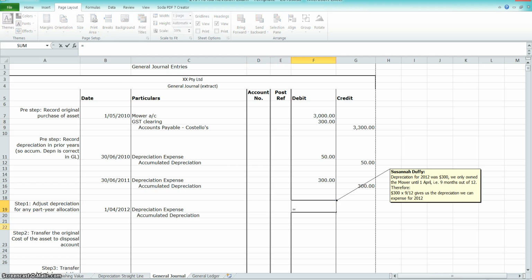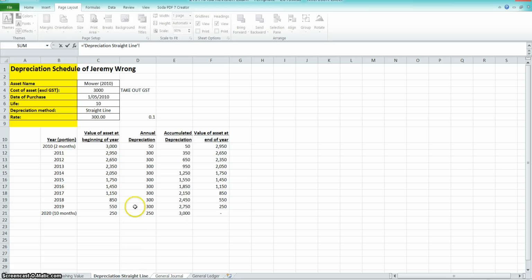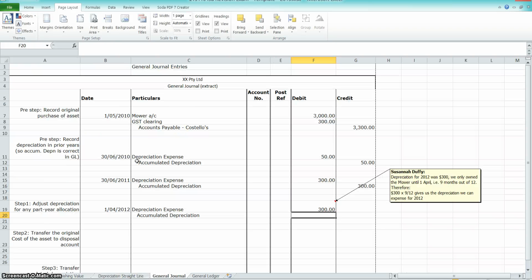But when we go back over to straight line 1 and pick up the 2012 figure, we actually need to go back into the formula, put brackets around that amount, and then multiply it by the portion of the year we actually owned it. So what that is from July, September, October, November, December, January, February, and March. So we sold it on the 1st of April. So we owned it for 9 out of the 12 months in the 2012 financial year. So we would multiply that by 9 divided by 12, which is going to give us slightly less than the amount for the full year.